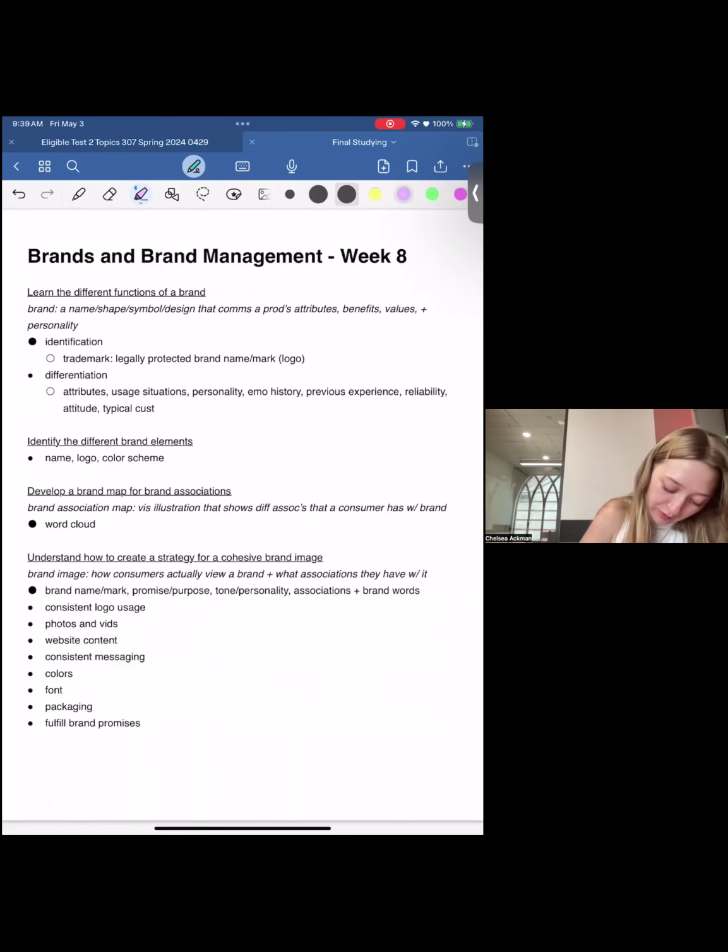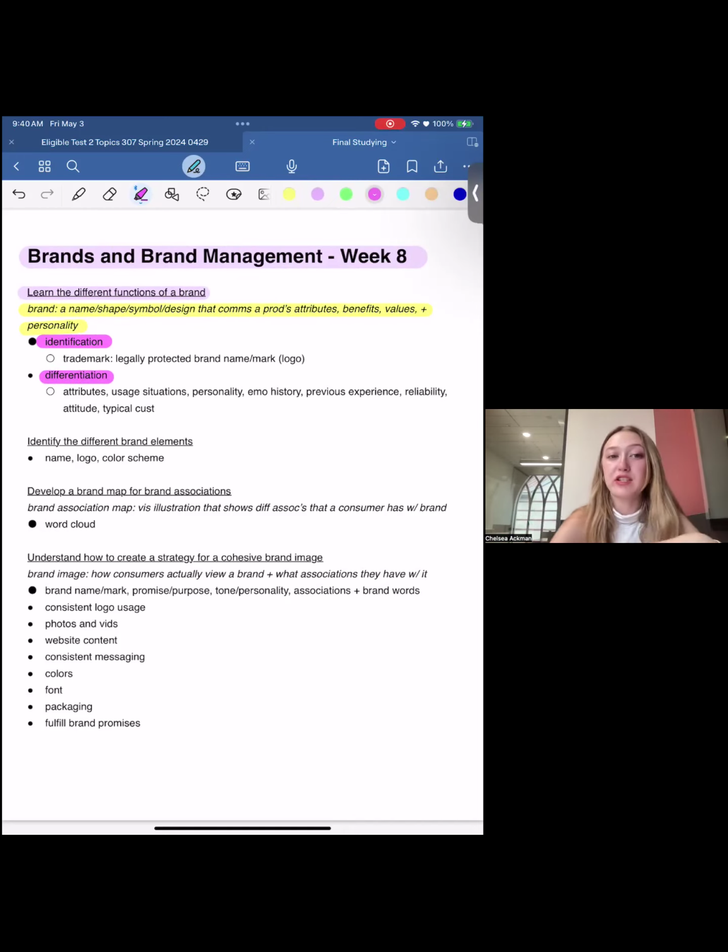Awesome. So then we're moving on to brands and brand management, which was week 8. First, learn the different functions of a brand. To define a brand, it is a name, shape, symbol, or design that communicates a product's attributes, benefits, values, and personality. The 2 functions of a brand are identification. This can be like through a trademark, as well as differentiation. You differentiate through attributes, usage situations, personality, emotional history, previous experience, relatability, attitude, and the typical customer.